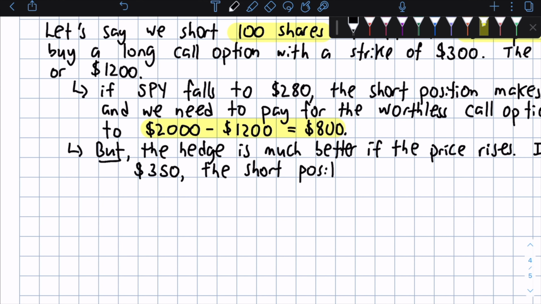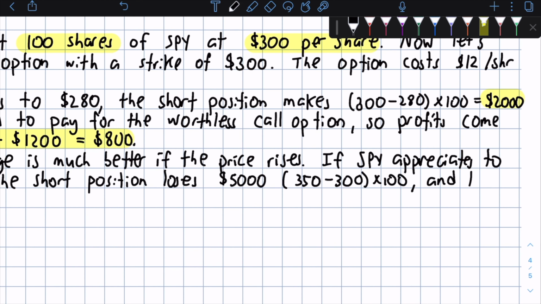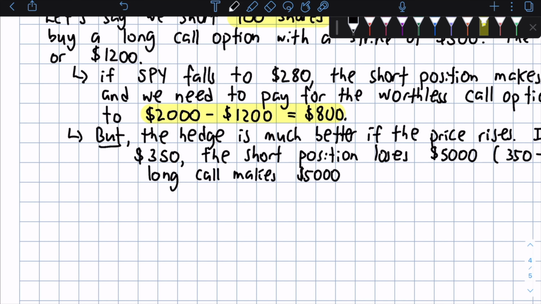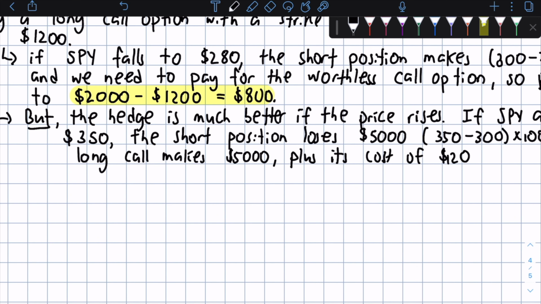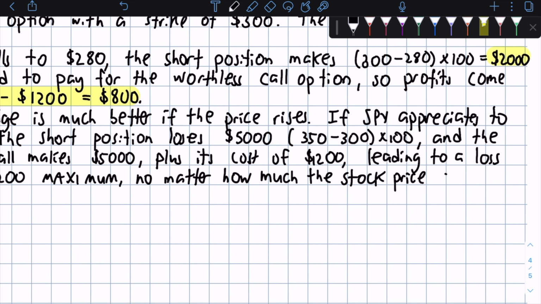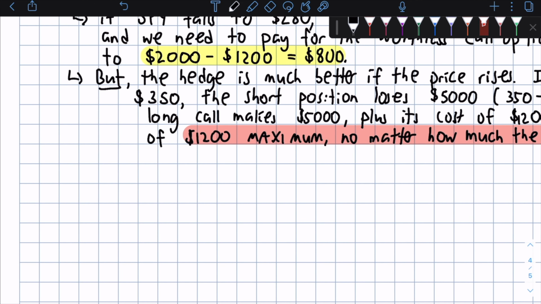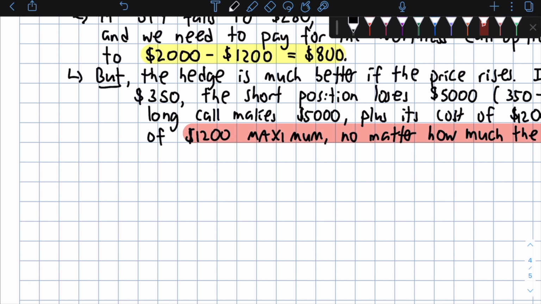But the hedge is much better if the price rises, and this is the whole purpose of it. If it appreciates to $350 per share, the short position loses $5,000, which is that $50 difference, and the long call makes $5,000 minus its cost of $1,200. So this is that $1,200 maximum loss. So no matter how much the stock price appreciates, that's our maximum loss, which is great for hedging, and in case you want to limit your risk.